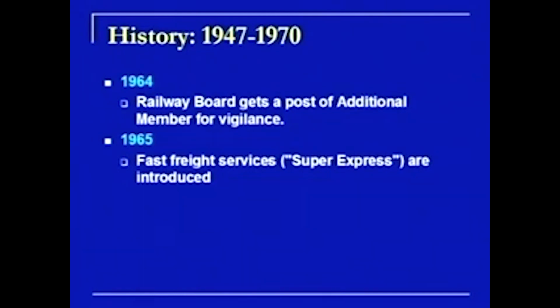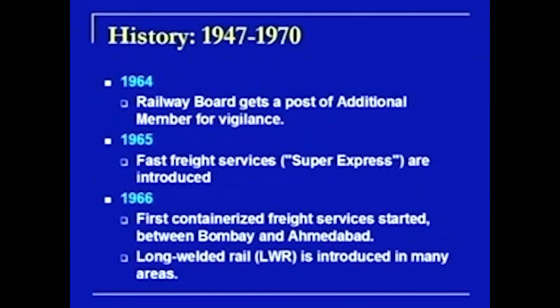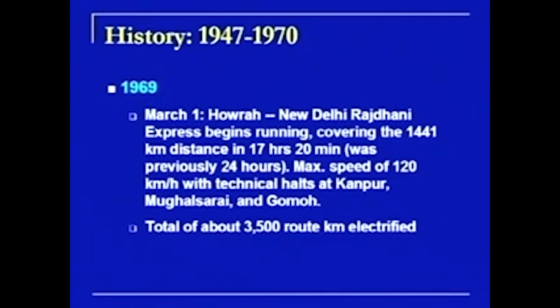The fast freight services were provided, and containerized freight services were provided between Bombay and Ahmedabad, and long welded rails were introduced in many areas. And instead of having the short rails of length 13 meters, now we started using rails which were much longer, made by the welding of different rail sections. In 1969, the New Delhi Howrah Rajdhani Express started.